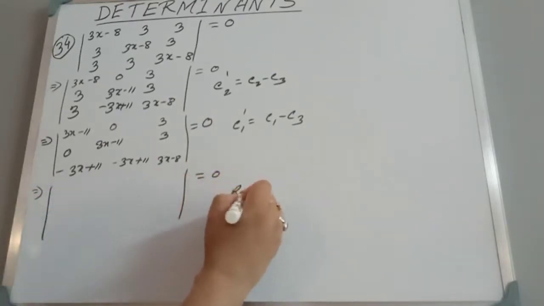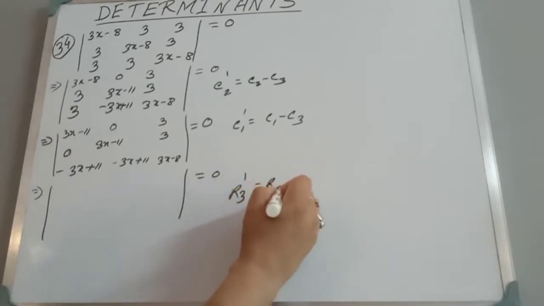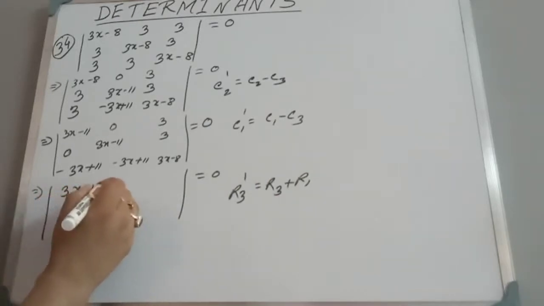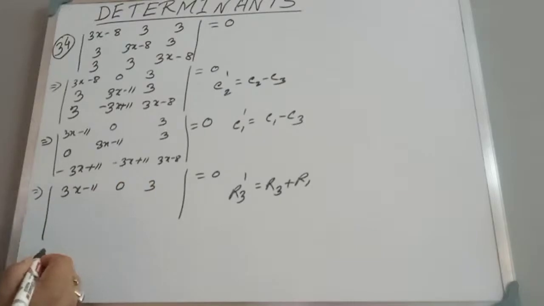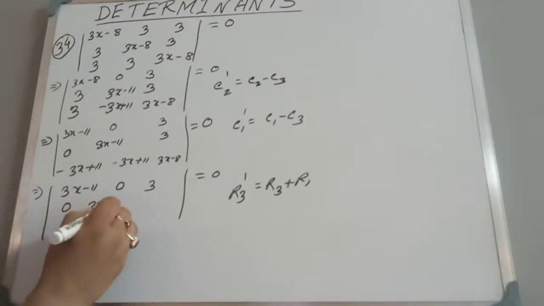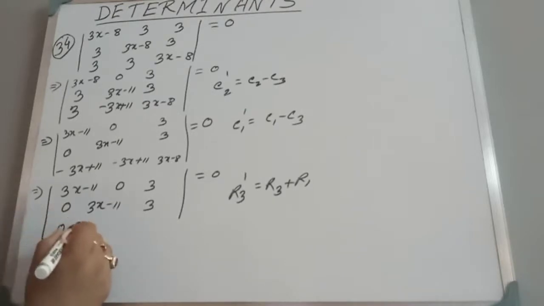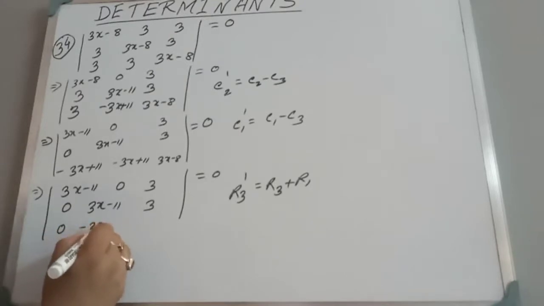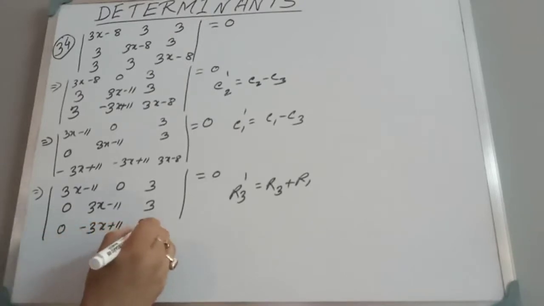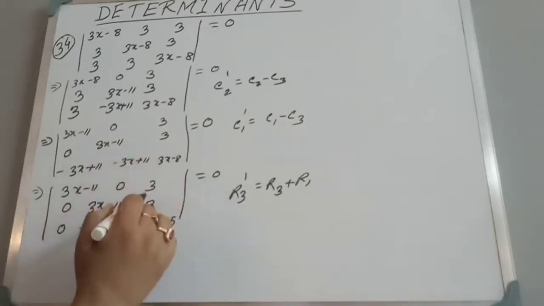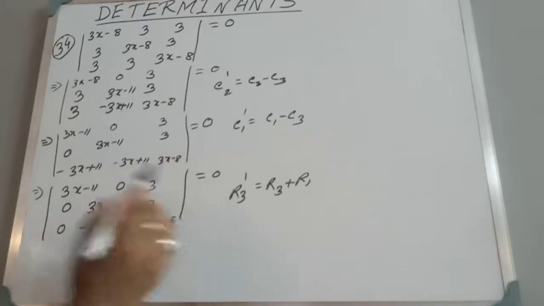Next operation will be given on the third row. So R3 dashed is equal to R3 plus R1. That means the first row will remain the same, so 3x, 0, 3. The second row also will remain the same, so it will be 0, 3x minus 11, 3. And for the third row we do R3 plus R1, that is minus 3x plus 11 plus 3x minus 11, so that is coming 0. And it will be minus 3x plus 11, and this will be 3x minus 5. Why? Because 3 plus 3x minus 8 is 3x minus 5.